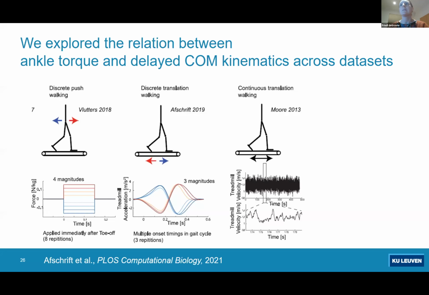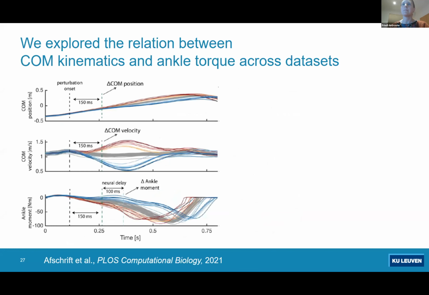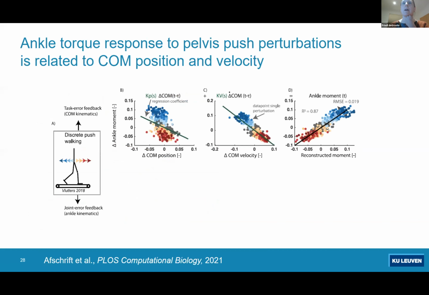So experimental protocols included discrete pelvis pushes, discrete support surface translations at multiple instants within the gait cycle, and continuous support surface translations. Here you see example center of mass position, velocity, and ankle torque trajectories for nominal walking in gray and when applying pelvis pushes or pulls in color. And we explored correlations between the corrective ankle moment and the deviation in center of mass position and velocities 100 milliseconds earlier. Across data sets, we found that the corrective ankle torque correlated with the center of mass position and velocity 100 milliseconds earlier, and that the corrective ankle torques could be well reconstructed by delayed feedback from center of mass position and velocity.